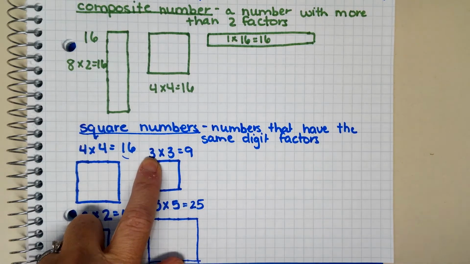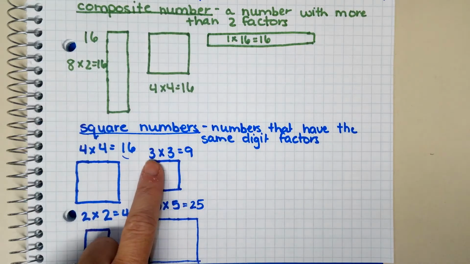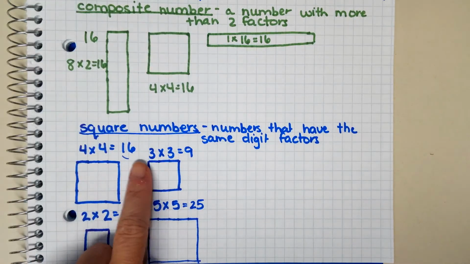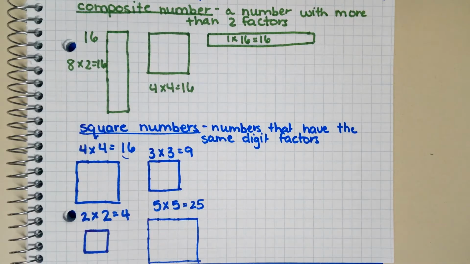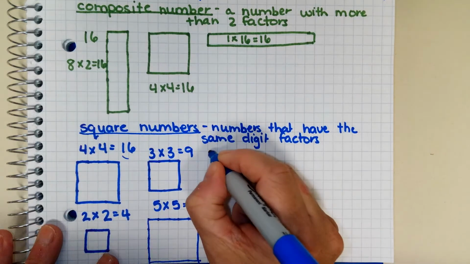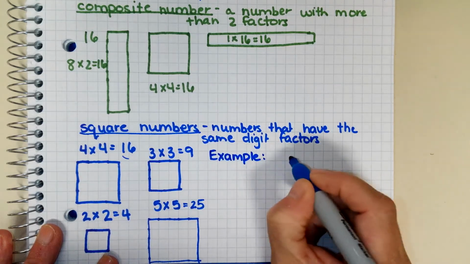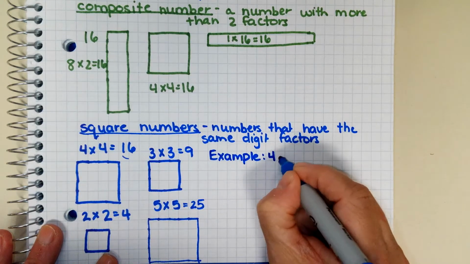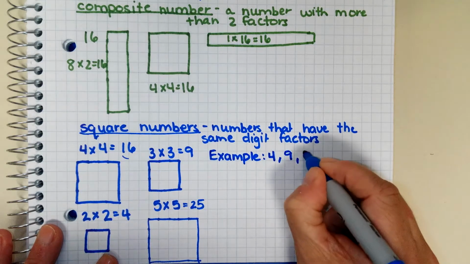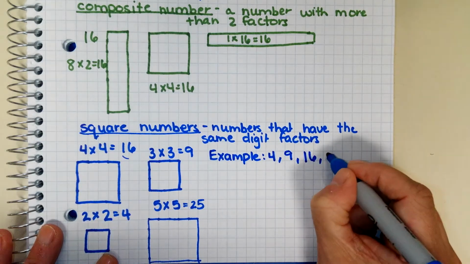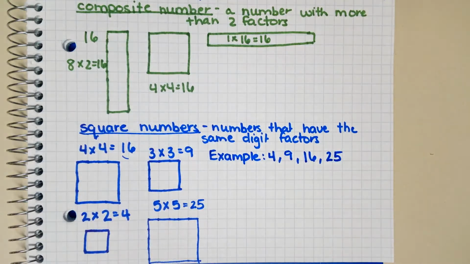You'll notice that some of the numbers that looked like they were prime, like 3 up above was a prime number, when you multiply it by itself, it becomes a square number. Okay? So square numbers are 4, 9, 16, 25. Those are our square numbers. All right, moving right along.